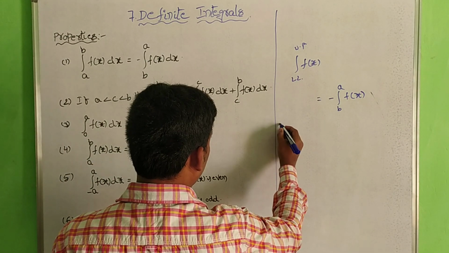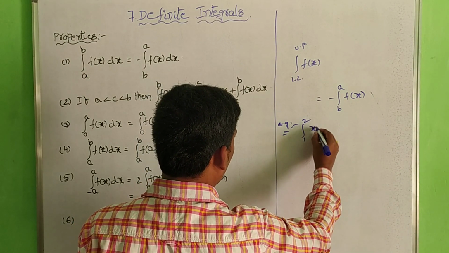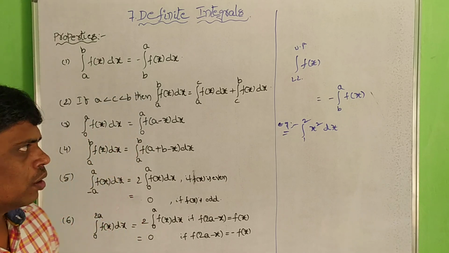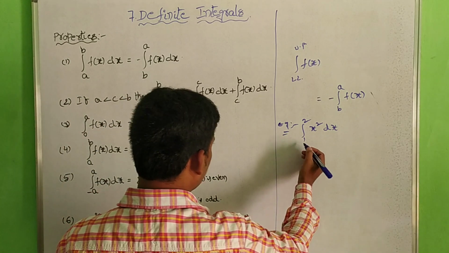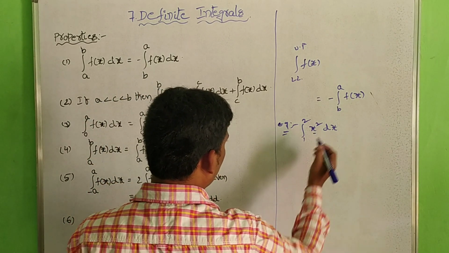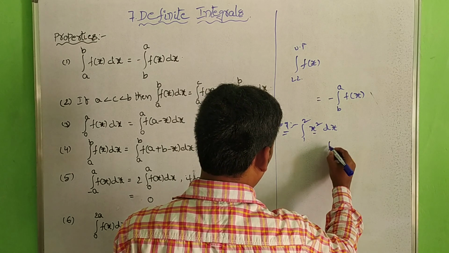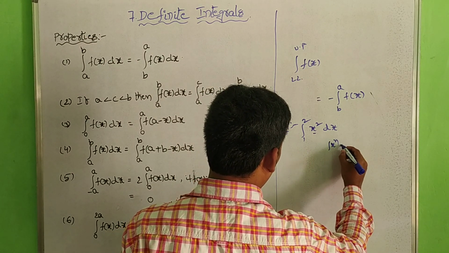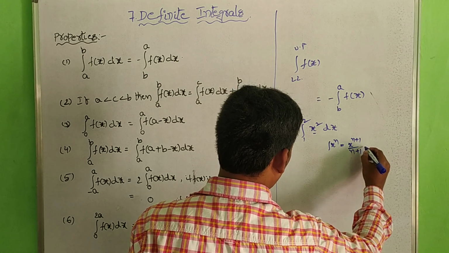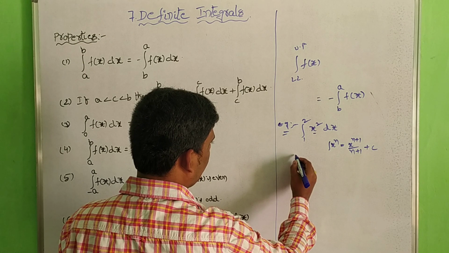For example, integral 1 to 2 x square dx. 1 is called the lower limit, 2 is called the upper limit. First of all, the integral of x square. What is the formula for x power n? Integral of x power n equals x power n plus 1 by n plus 1 plus c. So for x square integral, we can apply this formula.